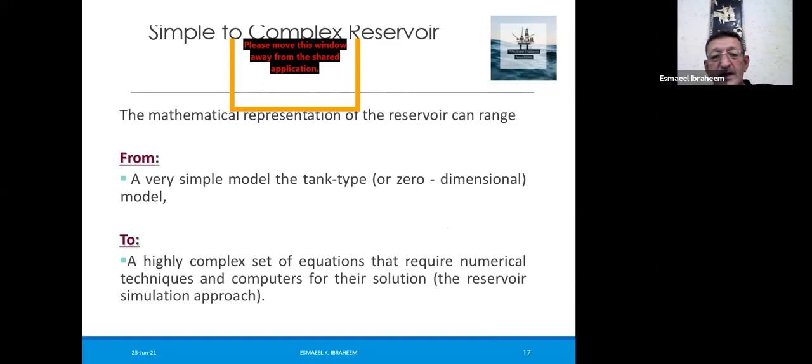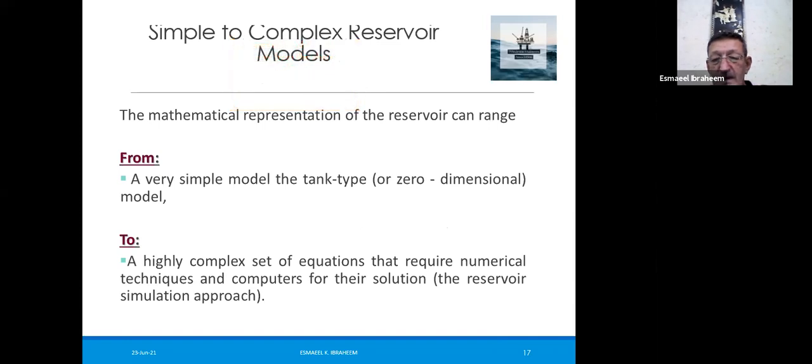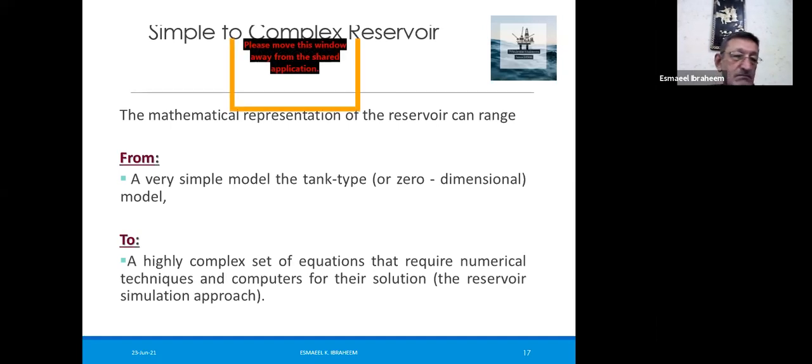So the mathematical representation of the reservoir can range from a very simple model, the tank type, or zero-dimensional model, to a highly complex set of equations that require numerical techniques and computers for their solution. This is called the reservoir simulation approach. So you can simulate a very simple model, and you can also simulate a complex one.